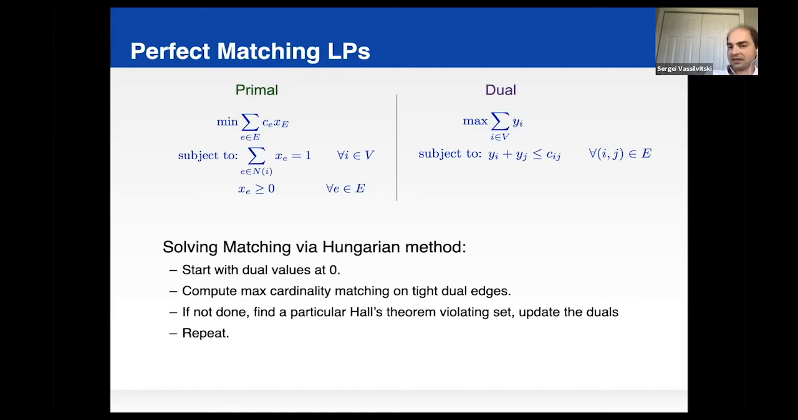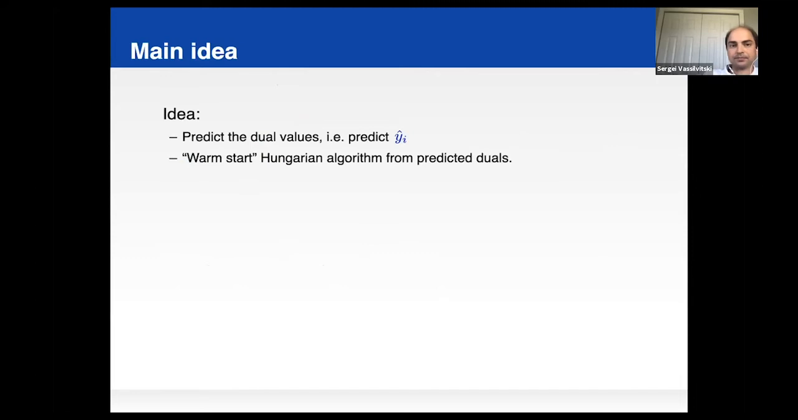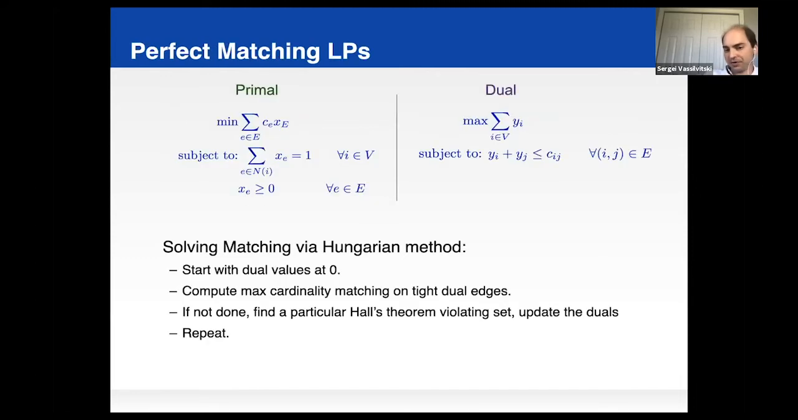So I'm going to increase the yi's in a particular manner. And now I've increased the yi's, I've made some progress, and now I'm just going to repeat. I again compute the max cardinality matching on the tight edges. If I'm not done, I find some violating set, and I repeat, and I keep on going. And this is why the running time of the Hungarian method can be expressed as the number of iterations, the number of rounds of this max cardinality matching as a subroutine. Right? So now what are we going to do?